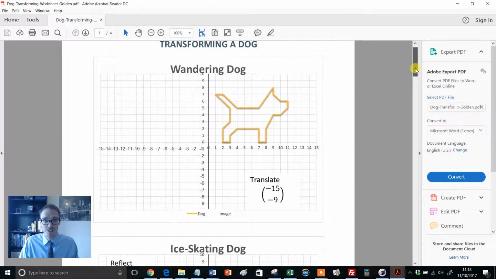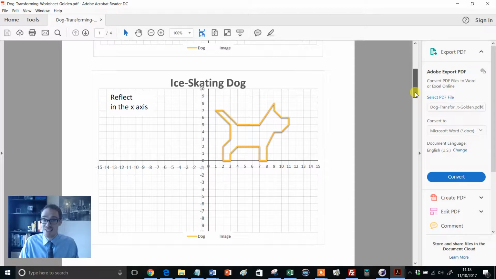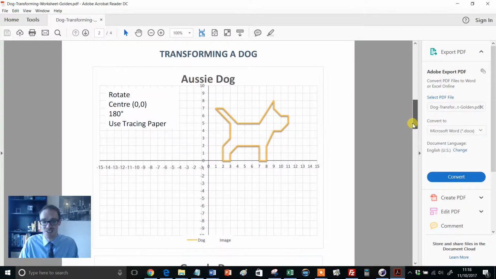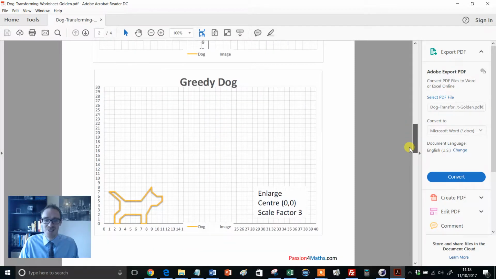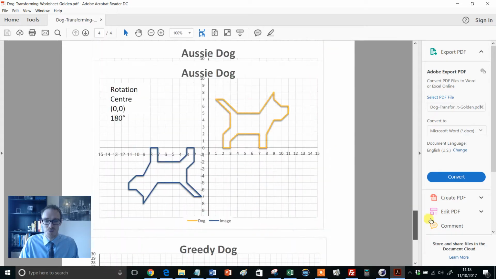You have the translation, the wandering dog. You have the reflection, the ice skating dog. You have the rotation, which is the Aussie dog, I like this. And you have the enlargement, which is the greedy dog. And then you have the answers given to it as well.